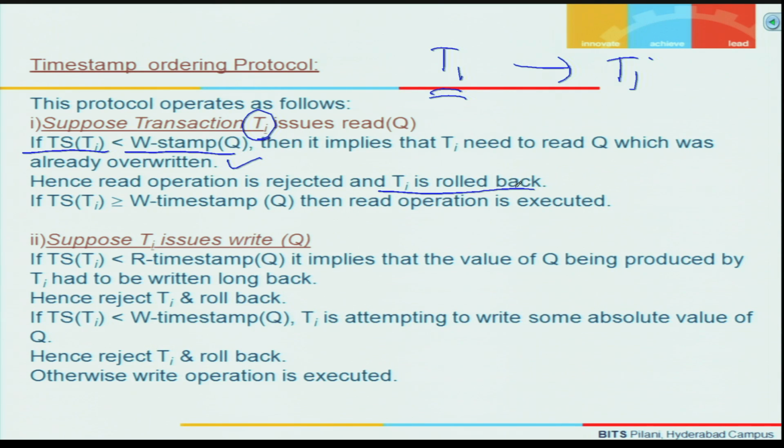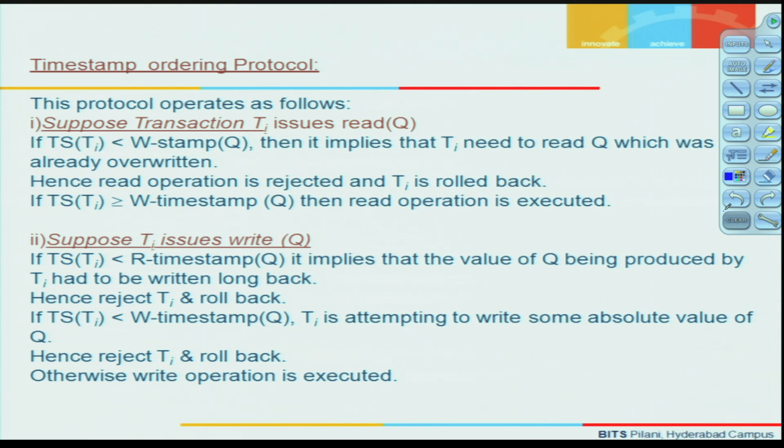And if the timestamp of Ti is greater than or equal to write timestamp of the data item Q, meaning that the Ti is the younger transaction or the same transaction which has quite recently written the data item Q, in that case there won't be any problem, then the read operation can be executed or honored. So this is when a transaction Ti issues a read operation.